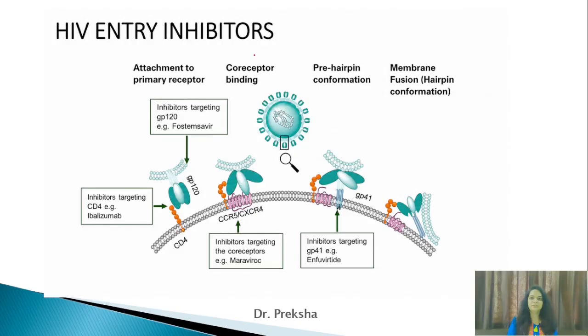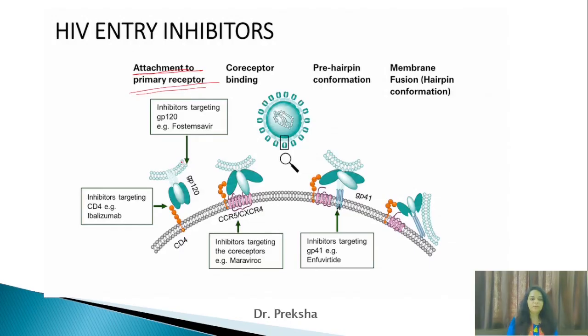We will discuss HIV entry inhibitors with the help of this figure. The first step for the virus is attachment to the primary receptor, and that is GP120, or glycoprotein 120, which binds with the CD4 receptor on the cell.